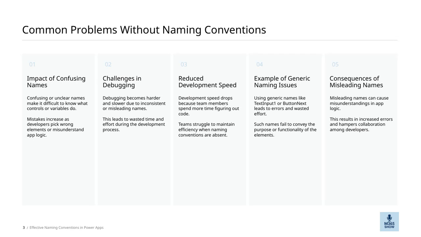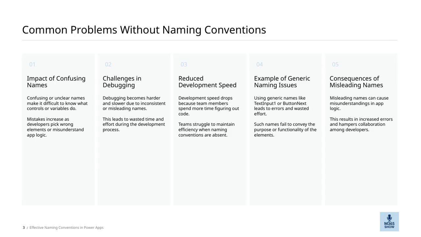Let's talk about some common problems that arise when naming conventions are not followed. When names are misleading or unclear, it can cause a lot of misunderstandings in the app logic. This often leads to more errors and makes collaboration among developers much more difficult. For example, using generic names like text input 1 or button next might seem quick at first, but they don't tell you what the control is really for or how it functions. This can cause errors and waste a lot of time trying to figure out what each element does.